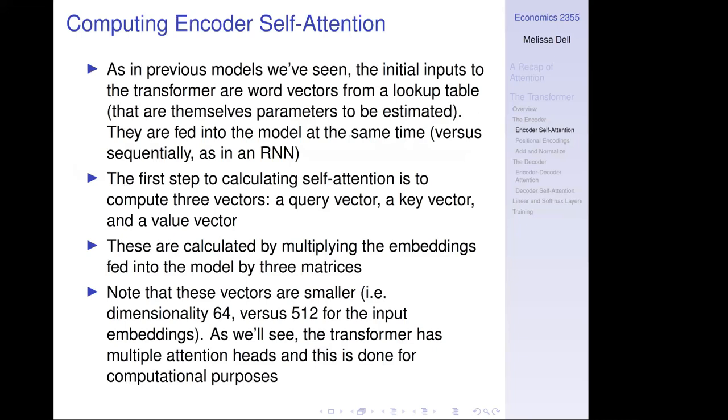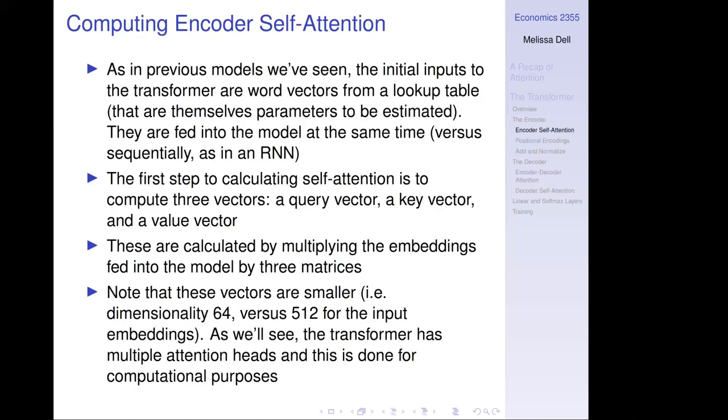Okay. So I'm going to start out by talking about how we compute self-attention and what that means. As in the previous models we've seen, the initial inputs to the transformer are word vectors from a lookup table. Each of the word vectors could be of dimensionality 1024. Again, that's a choice, and it's going to depend on the size of your model.